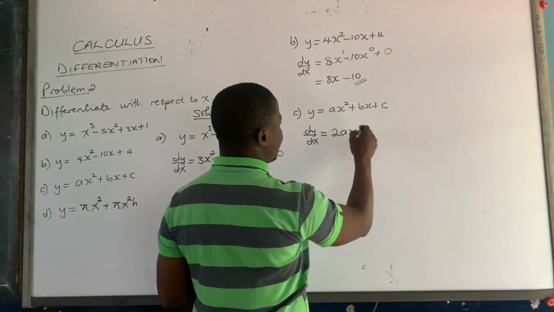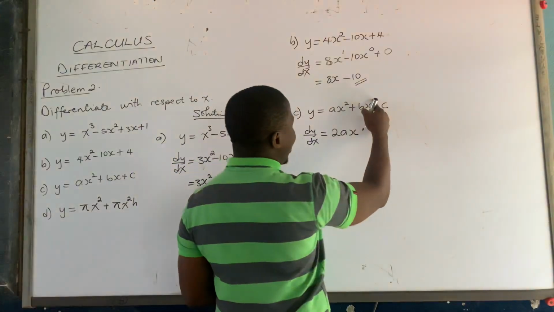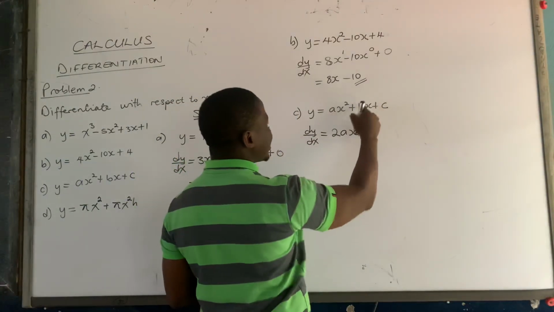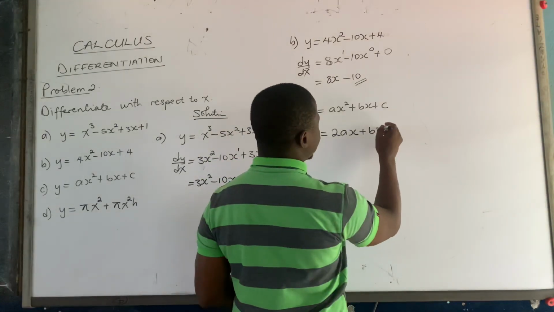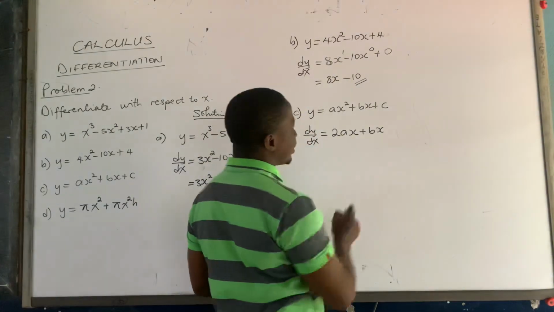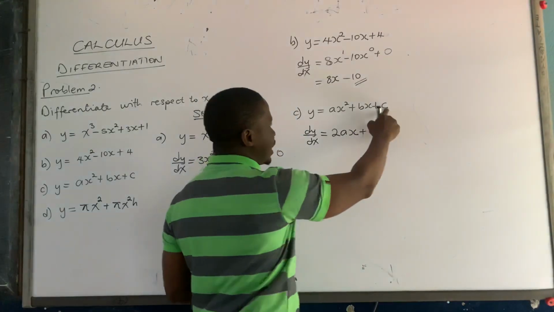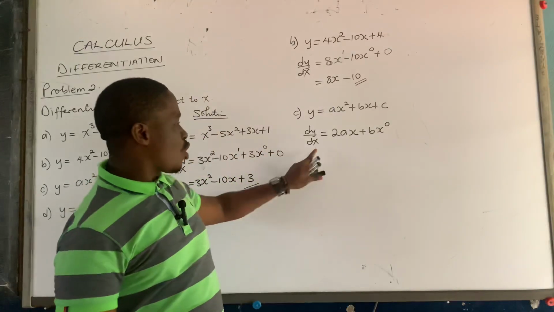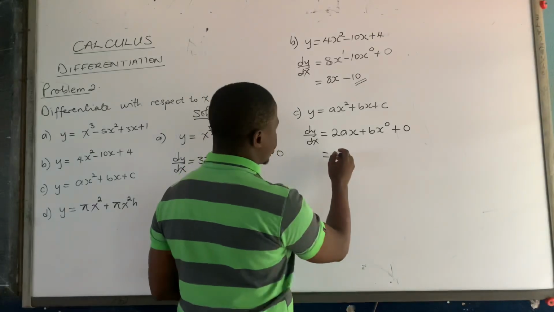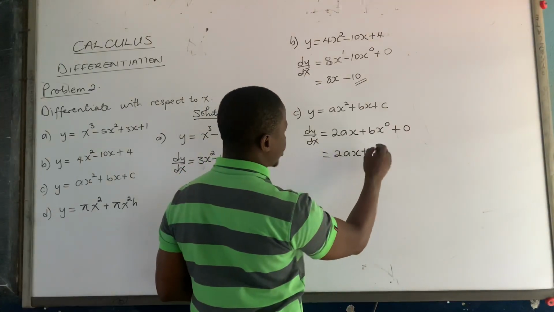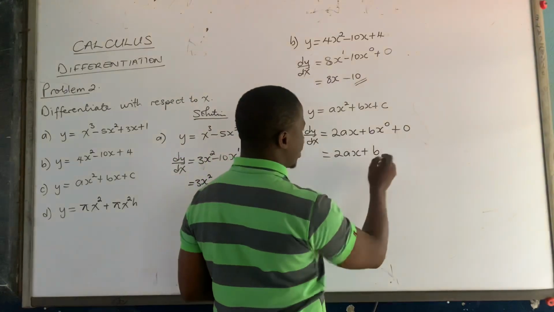So x to the power of 1. We don't write that 1. The power is 1, the coefficient is b. 1 times b is plus b. So what next? We say 1 minus 1 is 0. C is a constant because it does not contain this variable, so it is 0. So 2ax plus x to the power of 0 is 1. 1 times b is b. We ignore this.